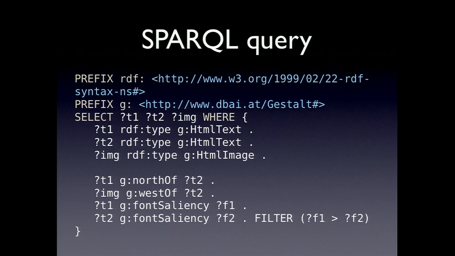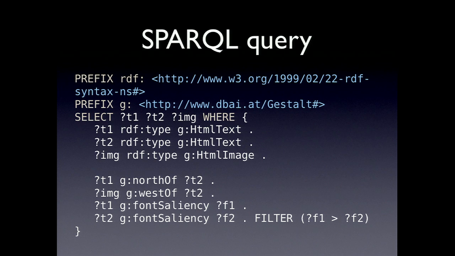It basically selects from our triple store. It selects 3 elements, T1, T2, IMG, where the first one, T1, is an HTML text. We know that from our Mozilla component. T2 is also a text, and IMG is an image. We know that. And all we require is that T1 is north of T2, the image is west of T2, and T1 should be the larger text, so it has some font saliency that should be larger than the font saliency of the text below. And that's it. That's a very primitive rule.